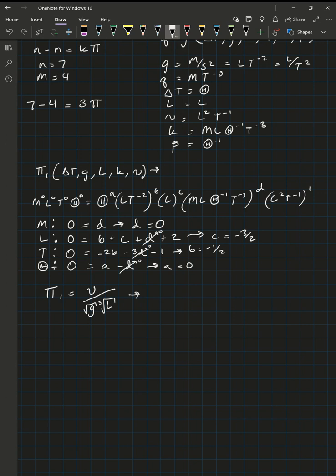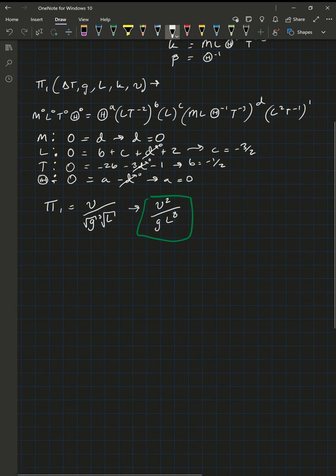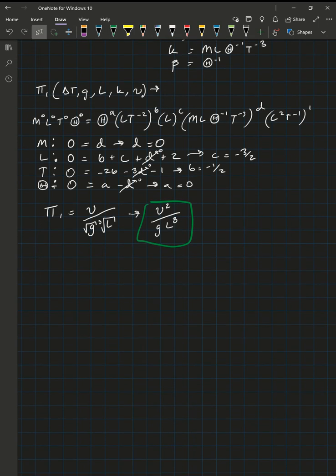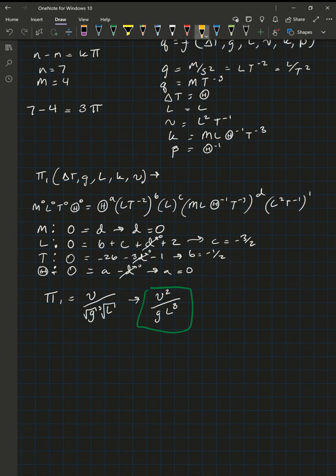I'm going to square this whole equation and get V squared over G L cubed. And so this right here is our first pi group. And we're going to repeat this exact same process for the remaining 2 variables. So in this case, we just did kinematic viscosity. Out of the 4 that we had, we need to do Q, and then we also need to do beta.